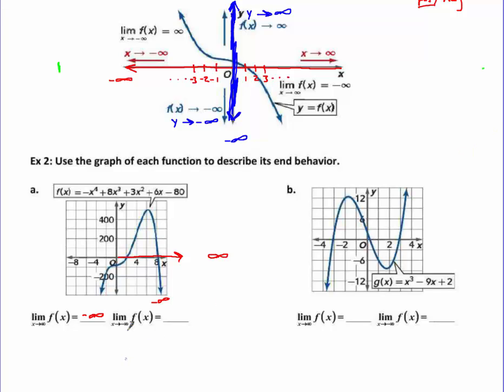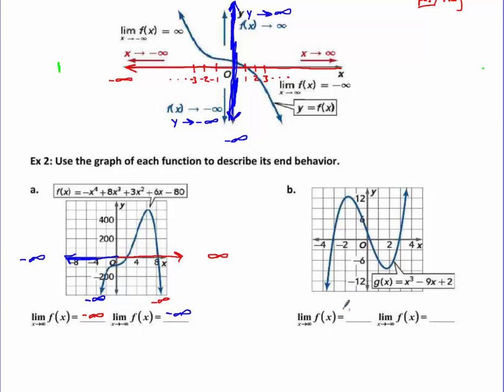And then let's look at the other one. It asks us what's the limit of f of x as x approaches negative infinity. So we're going to go way out this way, way out to negative infinity. So as we go out to negative infinity, what is our function doing? Well, it's decreasing. It's going down. It's also going down to negative infinity. So the limit of f of x as x approaches negative infinity way out here is also negative infinity, way down off the graph.